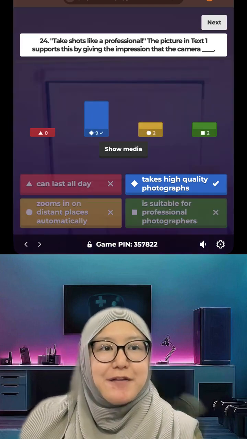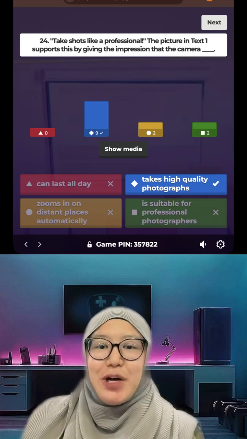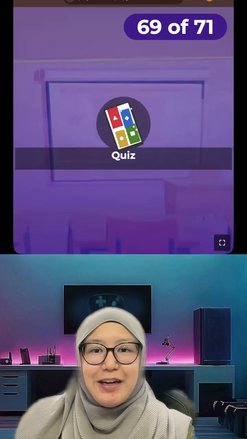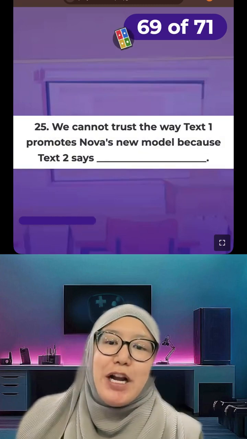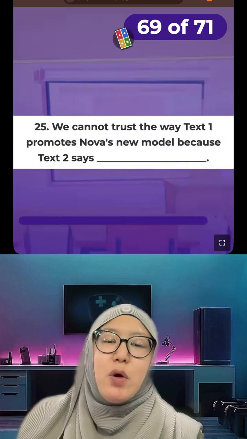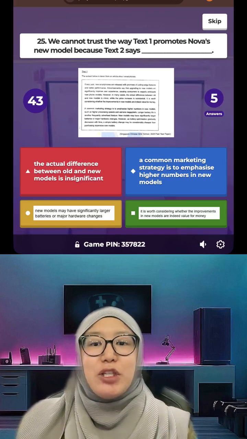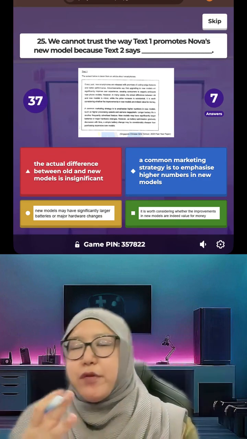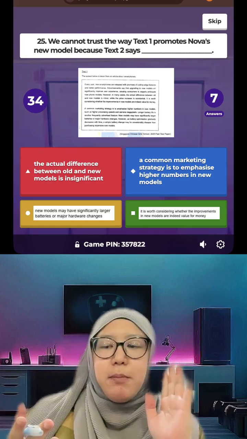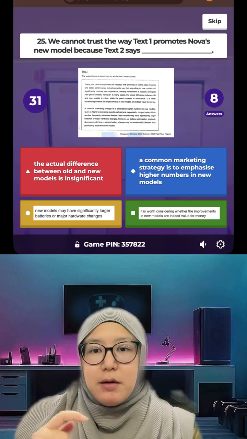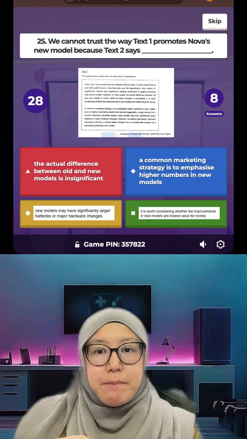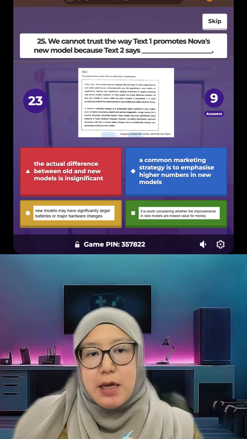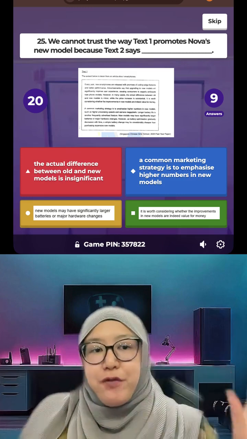It's okay, Iceman, you still have time. Yes, good job. It takes high quality photographs. Okay, last one. We cannot trust the way text 1 promotes Nova's new model, because text 2 says, you remember text 1 is everything about Nova: brand new phone, very practical, has more than 2 features, good battery optimization. But what did text 2 say about general smartphones?